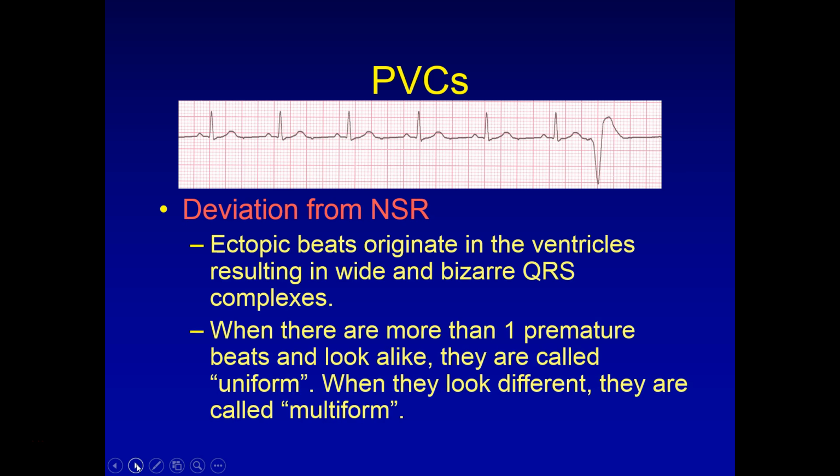Okay? And this is quite similar to what goes on in the atrium. You have an ectopic beat that originates in the ventricle, and it results in a wide, bizarre, and ugly QRS complex. When there's more than one, it's multiform if it looks different. In other words, the same rules apply when we look at P waves to determine, did they look alike with other P waves?